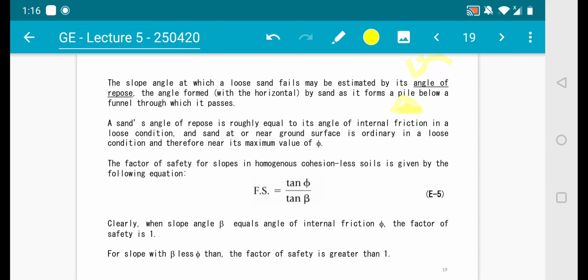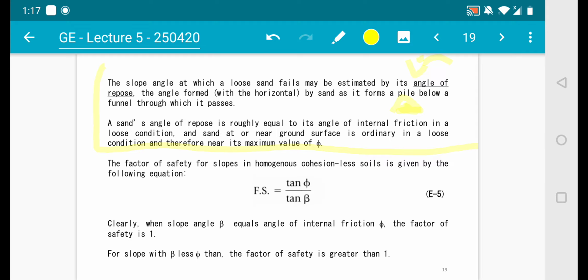So what's so important about the angle of repose? A sand's angle of repose is roughly equal to its angle of internal friction, as mentioned earlier, in a loose condition. Sand at or near the ground surface is ordinarily in a loose condition and therefore near its maximum value of internal friction. This is the concept of angle of repose.